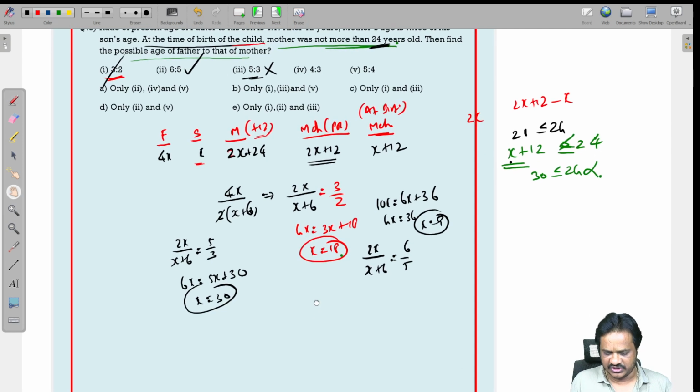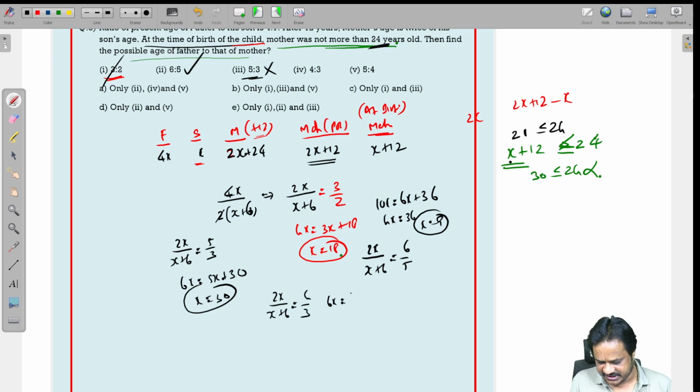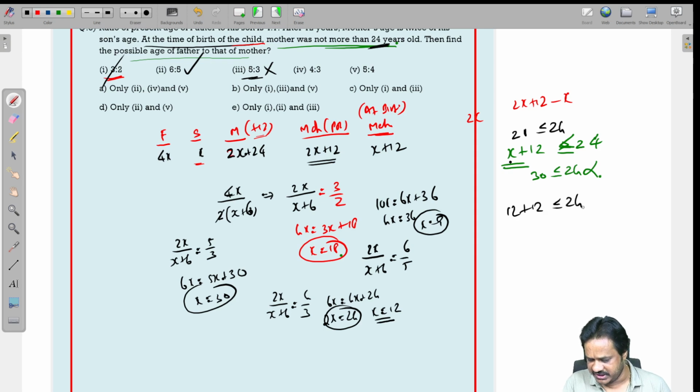Let us move to the fourth option. 2x by x plus 6 equal to 4 by 3. 6x is equal to 4x plus 24. Sorry, 2x is equal to 24. X value 12. If you substitute x value 12, 12 plus 12 should be less than or equal to 24. Yes, it is equal to 24. This condition is also satisfied.